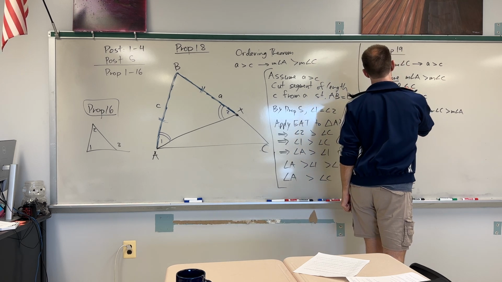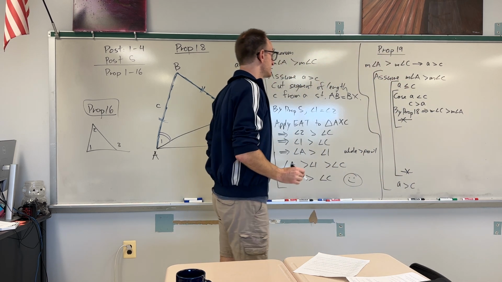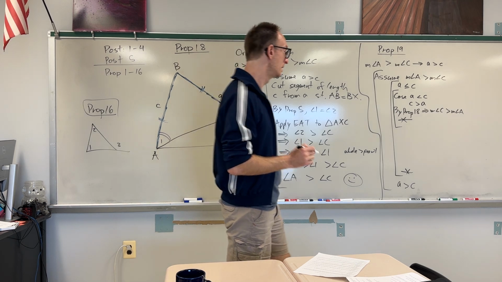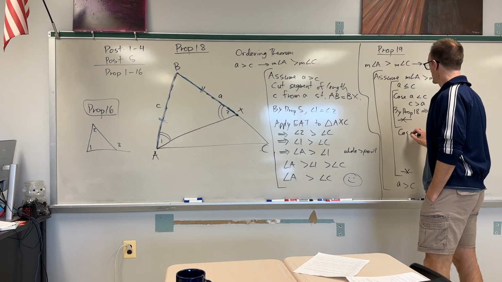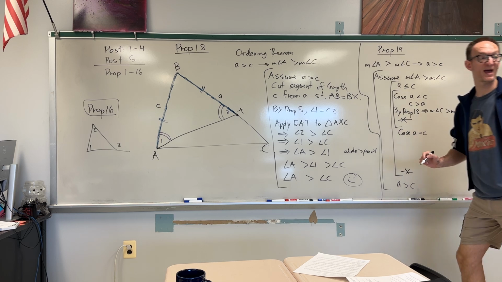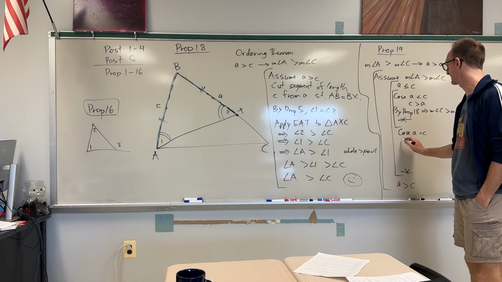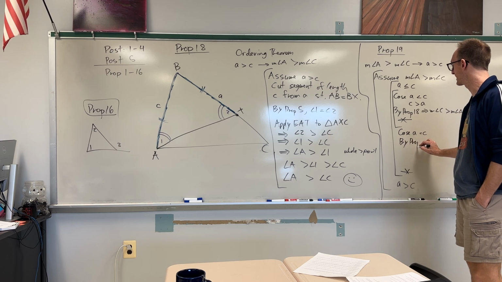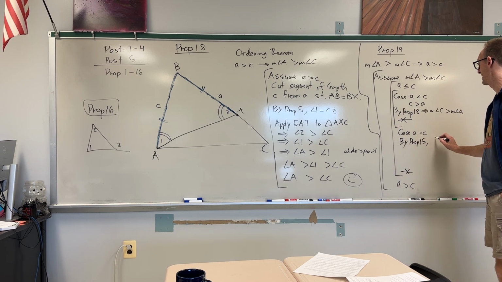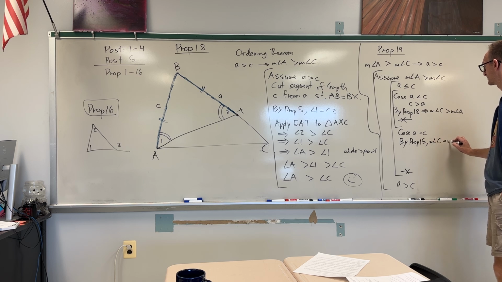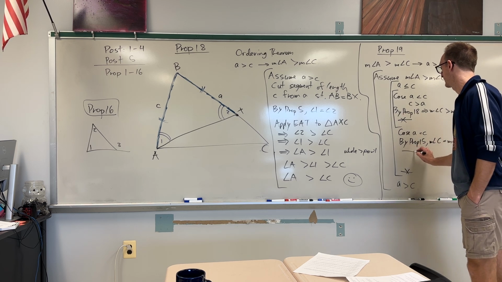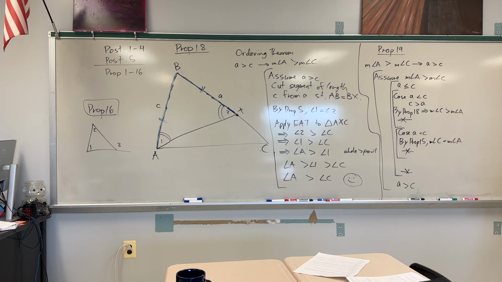So boom, boom. That case is done. And then there's the case A equals C. If A equals C, then there would be an isosceles triangle and they would be the same. Exactly. So now by Prop 15, we would have that the measure of angle C equals the measure of angle A, but that's also a contradiction with my assumption, which is that A is bigger. So basically you get the converse for free without doing any geometry, so to speak.